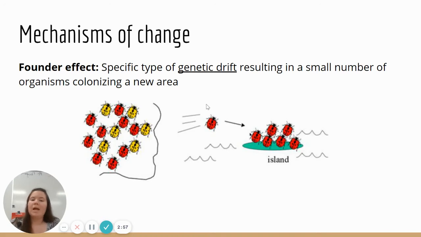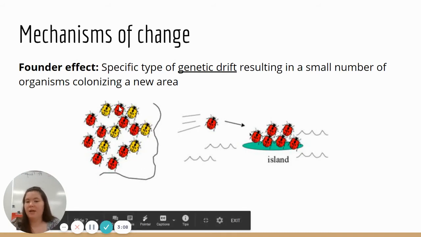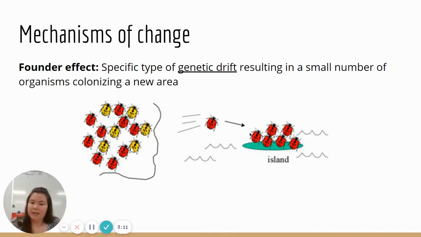One way genetic drift happens that causes something specific is the founder effect. So here you have a small number of organisms that colonize a new area. In this case, on the mainland, you have red ladybugs and yellow ladybugs, and a wind came along and blew only red ladybugs to the island. So now the island only has red ladybugs several populations later because the founders, the initial animals that were on this island, were only red beetles.